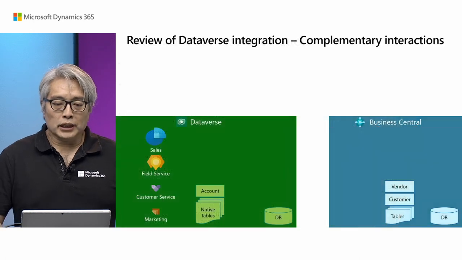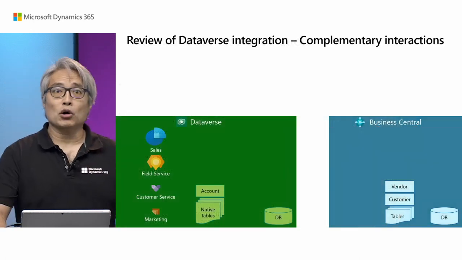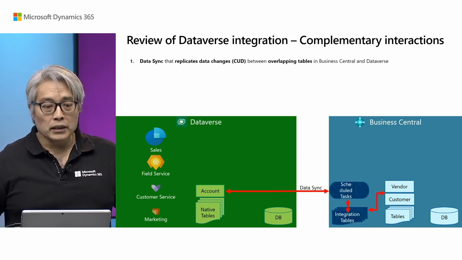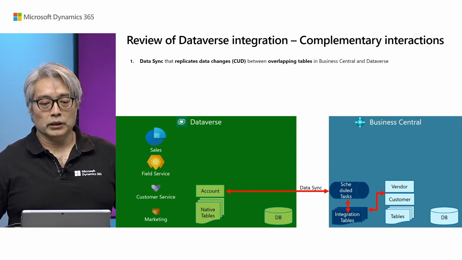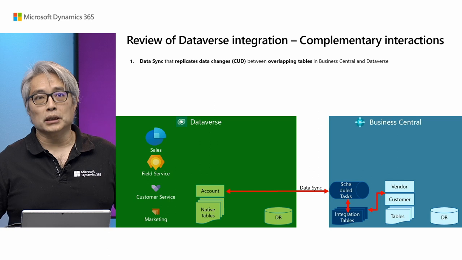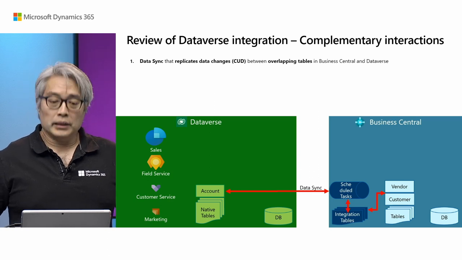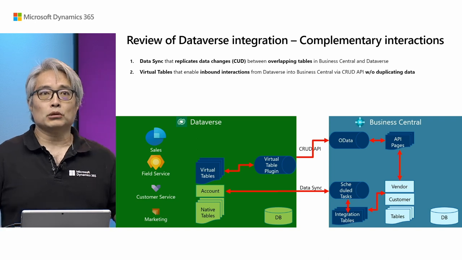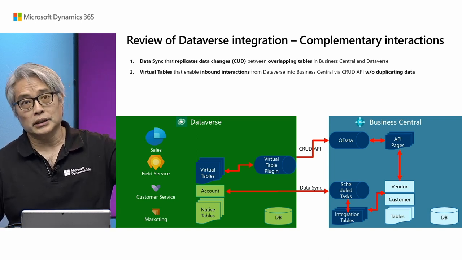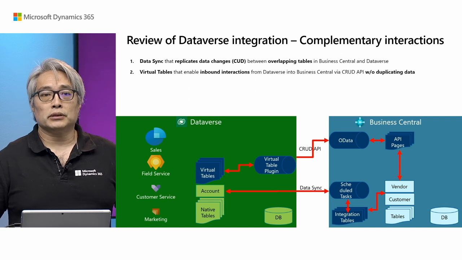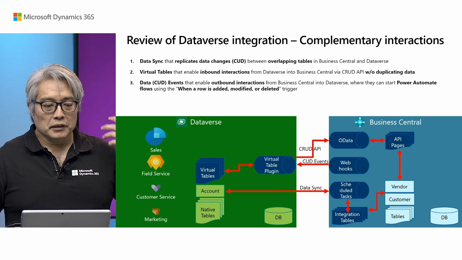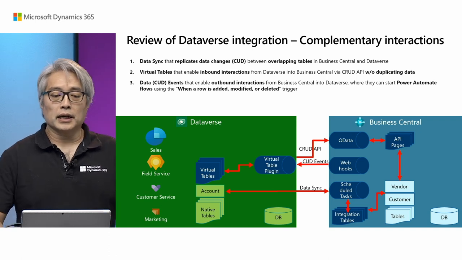All right, so let's go quickly over the 4 complementary interactions between Business Central and Dataverse. The first one is data sync that replicates data changes when data is created, updated, or deleted between overlapping tables in Business Central and Dataverse. The second one is virtual tables that enable inbound interaction from Dataverse into Business Central using Business Central CRUD API, but without duplicating data.